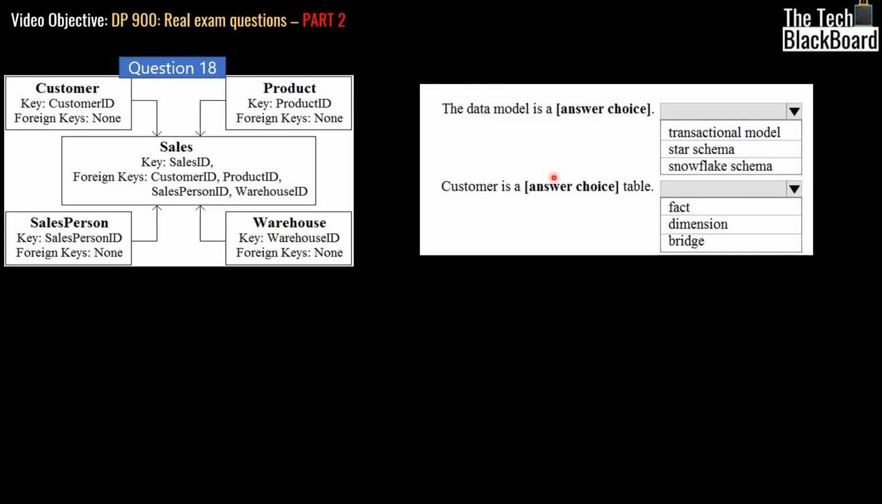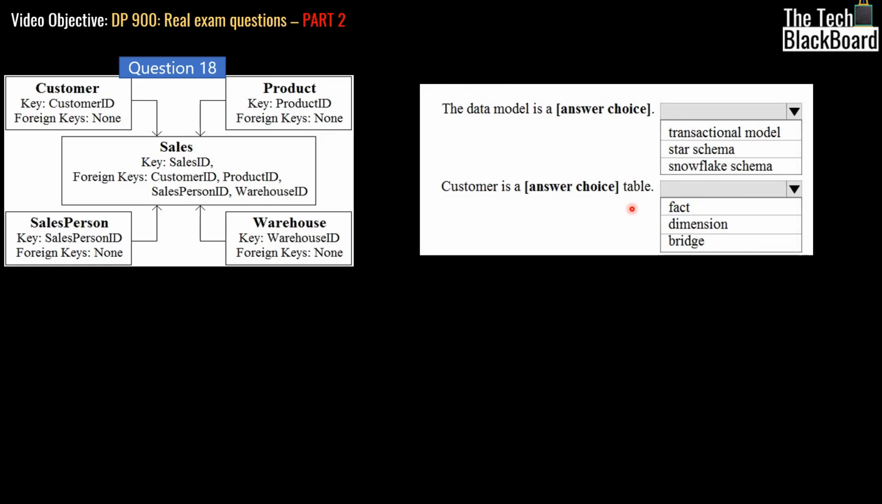So now let's see the question. The question asks what kind of data model it is. Is it a transactional model? Is it a star schema? Or is it a snowflake schema? And the second question asked is what is a customer? Is the customer table here, you can see it has customer ID and there is no foreign key, a fact? Is it a dimension? Or is it a bridge?